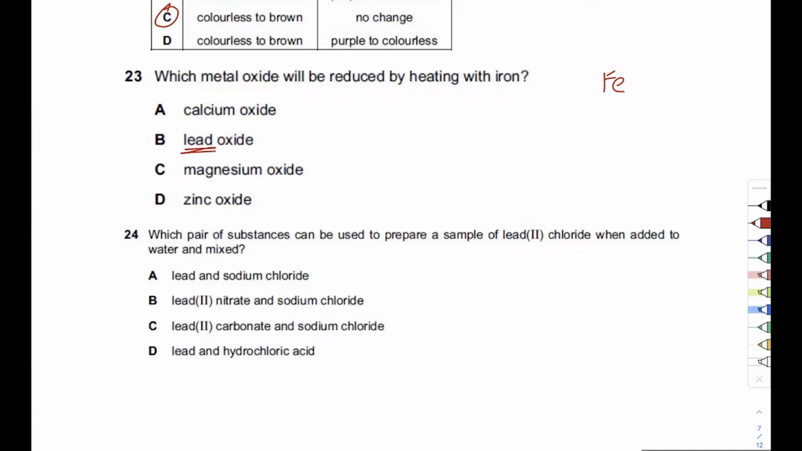Now, how would you know? Even if you don't remember lead in the reactivity series, you still know that zinc, magnesium, and calcium are more reactive than iron. So B is the option through elimination as well. So yes, you're right, it is B.